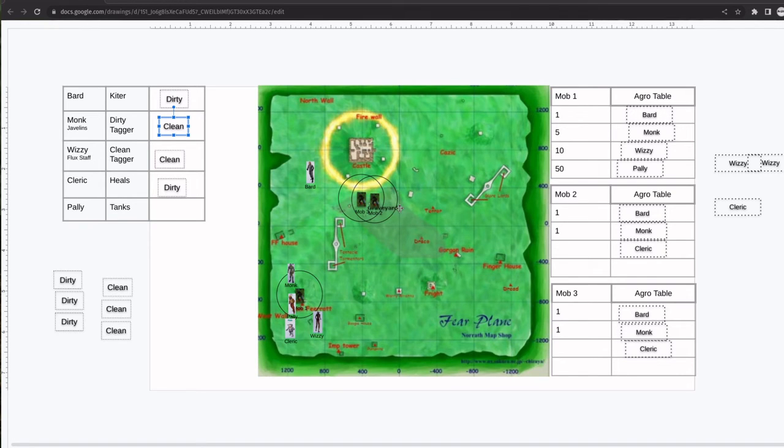Now mobs 2 and 3 turn and run down to the group, and at this point, they're like, wait a minute, who's dirty? Who was dirty? And the whole group wipes, and then everyone dies. So the moral of the story, and I'm going to press on this a lot, is don't heal and do not buff people who are dirty. Know who your clean taggers are. Know who your dirty taggers are. That's very, very, very important.